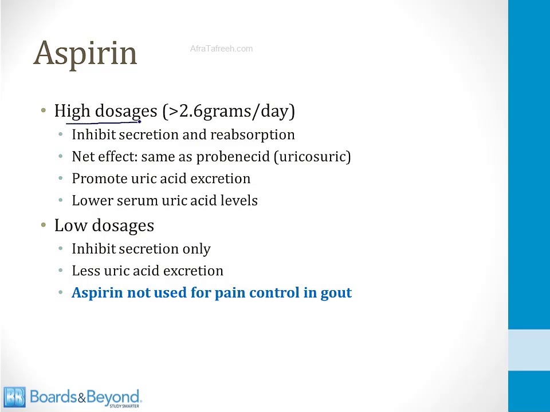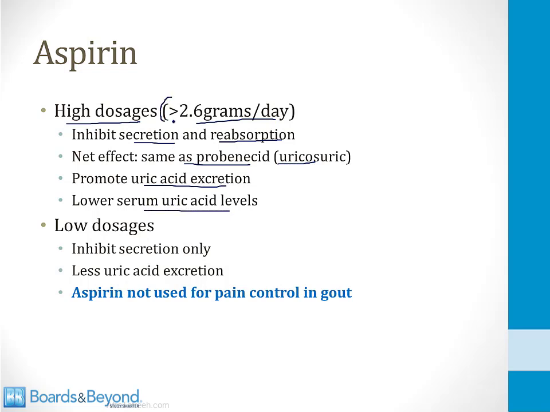Very high dosages of aspirin, more than 2.6 grams per day, will inhibit uric acid secretion into the urine and reabsorption, and the net effect will be the same as probenecid. The drug will be uricosuric. It will promote uric acid excretion and lower serum uric acid levels.